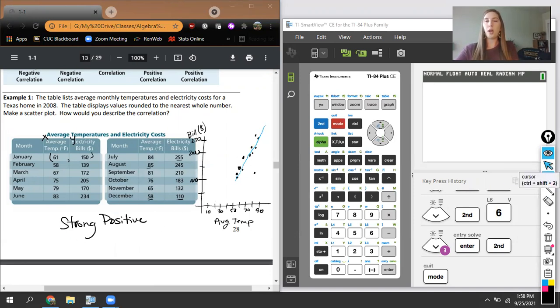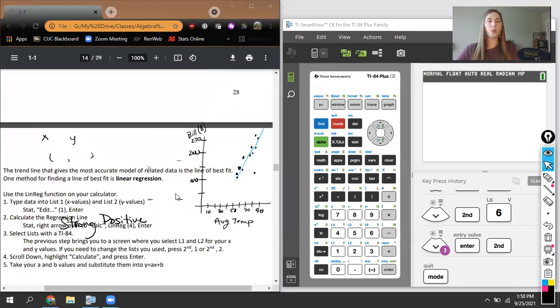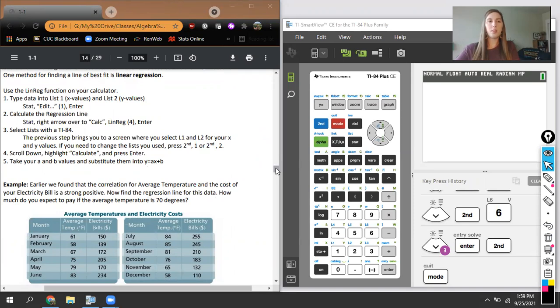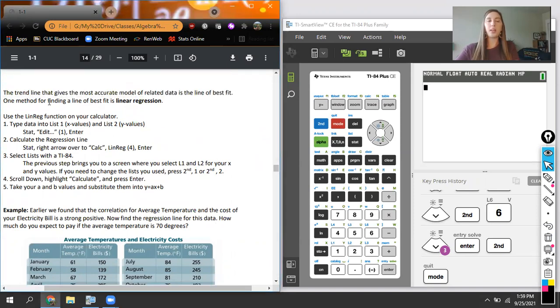So make sure that you have your calculator out right now, and we are going to be looking at some steps and be using the same data that we just used to make our scatter plot. So with this, the trend line that gives the most accurate model of related data is the line of best fit. So I've been using the word regression line. Regression line and line of best fit are interchangeable. So I even want you guys to underline line of best fit, and I want you in parentheses to put regression line.